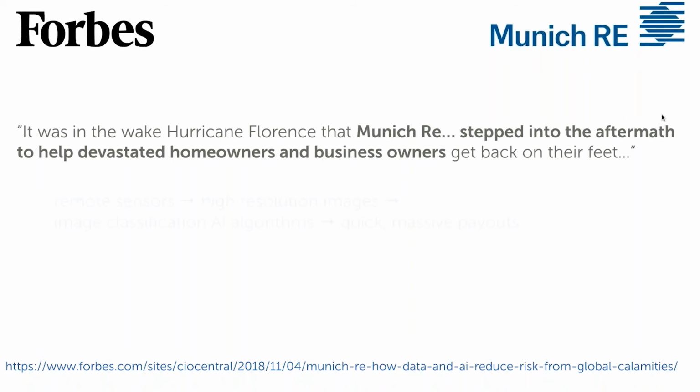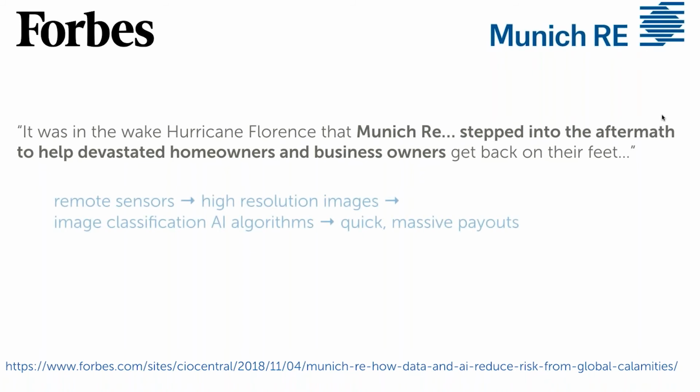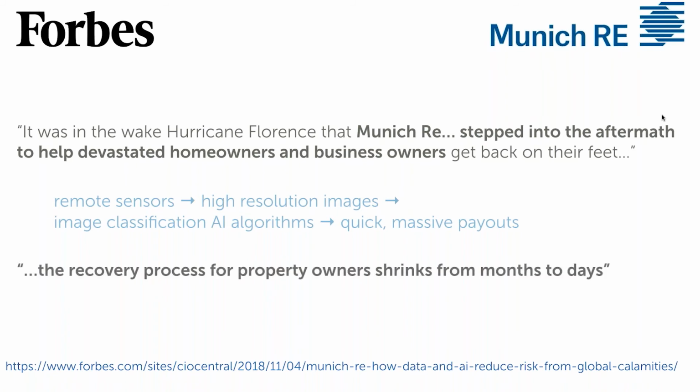Again, direct quote from the article here. Then it goes on, and there's a lot of great richness in the article, but I'll summarize the key part about the Hurricane Florence example: they've invested in fancy remote sensor technology that produces high-resolution images that go into these cutting-edge image classification, AI and ML algorithms that let them do massive payouts that normally would require a ton of manual vetting, and lets them do it very quickly after a disaster. And again, direct quote from the article, this reduces the recovery process for these property owners, which would have been months previously, and it shrinks to days thanks to these new high-tech techniques.